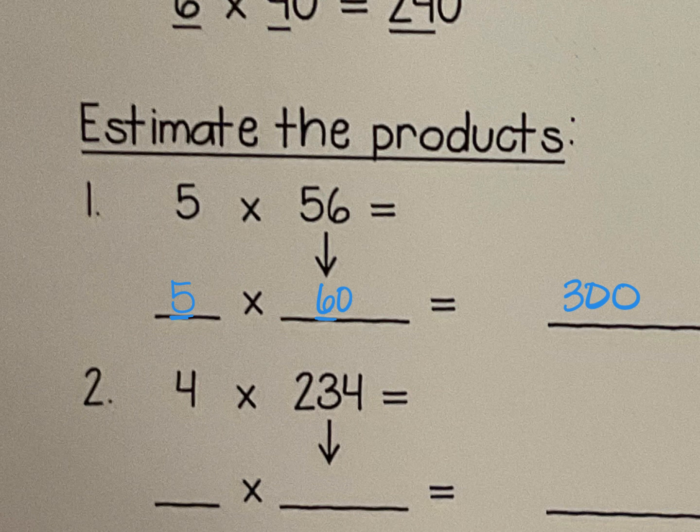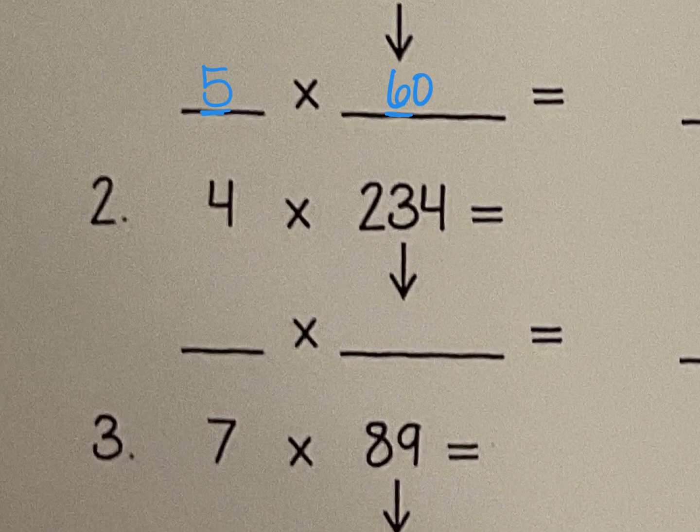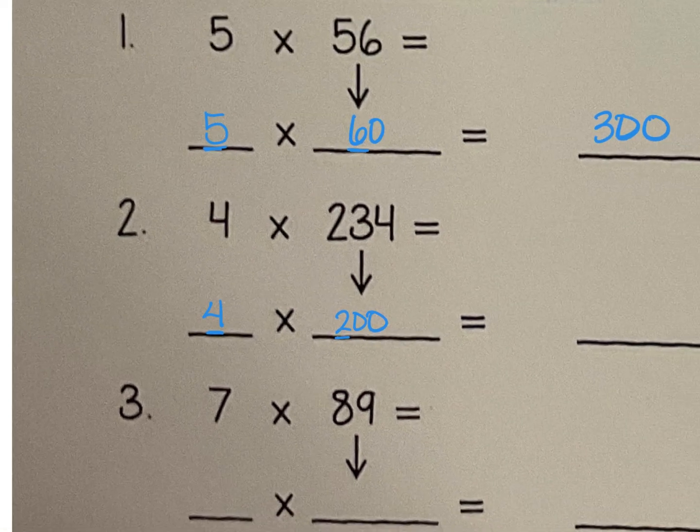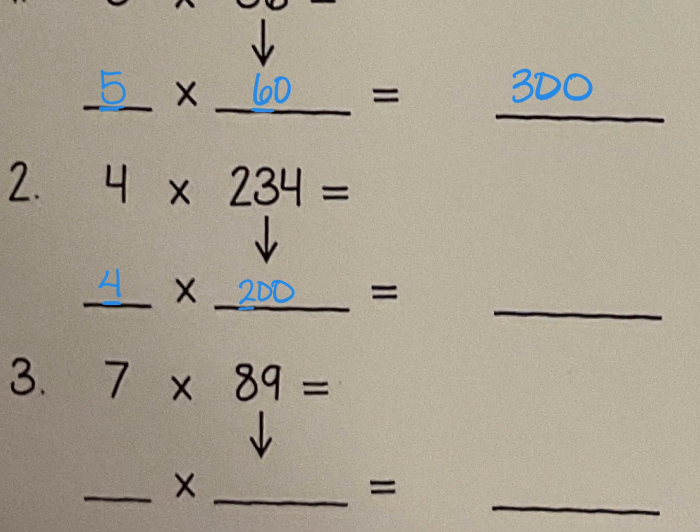All right, let's go look at number 2. 4 times 234. What would I round 234 to? Jackson? I'm sorry. 200, good. Times 4. Take your basic fact. What is 4 times 2, Blaze? 8. And then how many zeros? 2 zeros. So 4 times 234 is about 800.